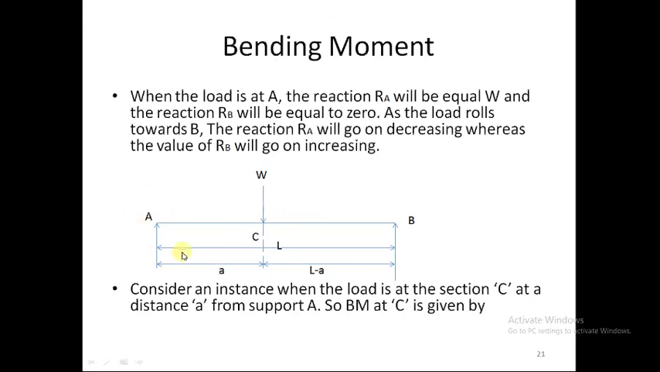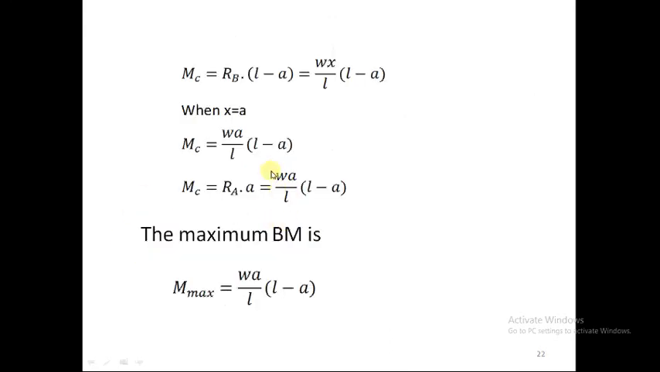Now I know the value of RA. What is the expression for RA? RA is nothing but W into L minus a upon L, but I have to multiply it with a, so it becomes Wa by L into L minus a. So the maximum bending moment is obtained as Mmax equal to Wa by L into L minus a.